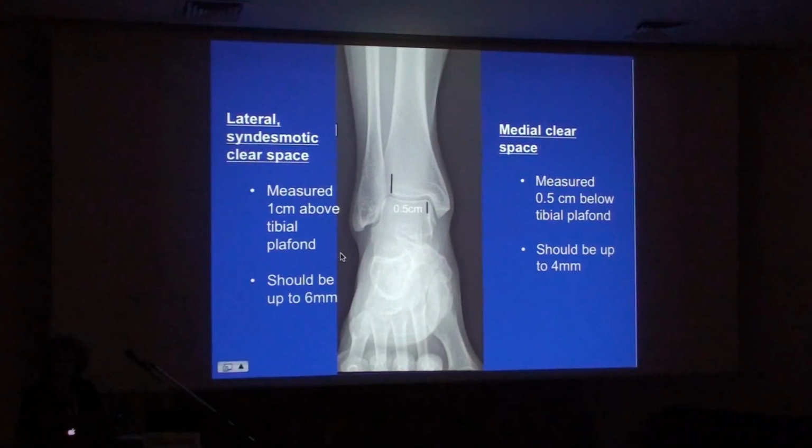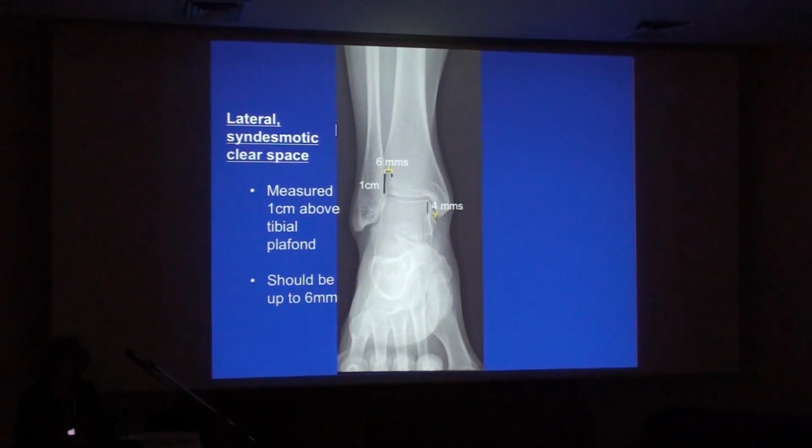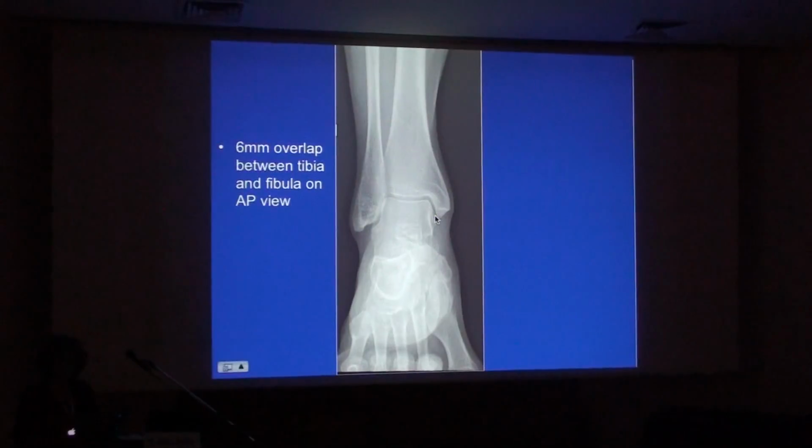When you look at the deltoid, you measure the deltoid about 0.5 centimeters from the tibial profile, and that should be about 4 millimeters. My animation kind of got messed up, but this should be about 4 millimeters. And then the other thing that we talk about is the overlap. The overlap on the AP between the tibia and the fibula, again, you'll see different things in the literature. I think if you use 6 millimeters, you'll be safe.